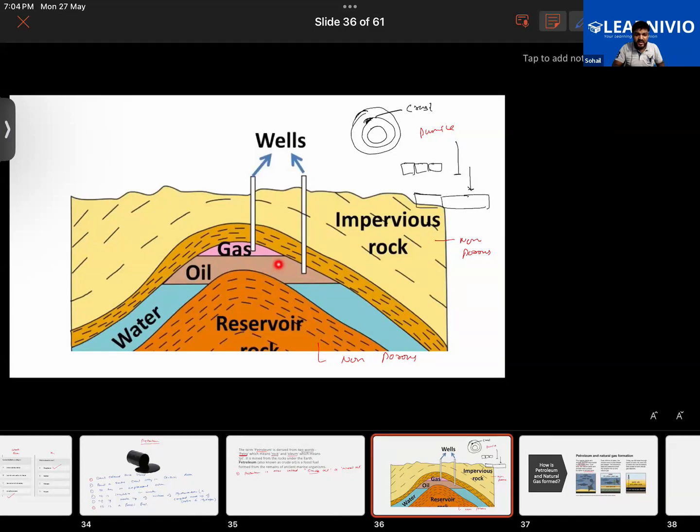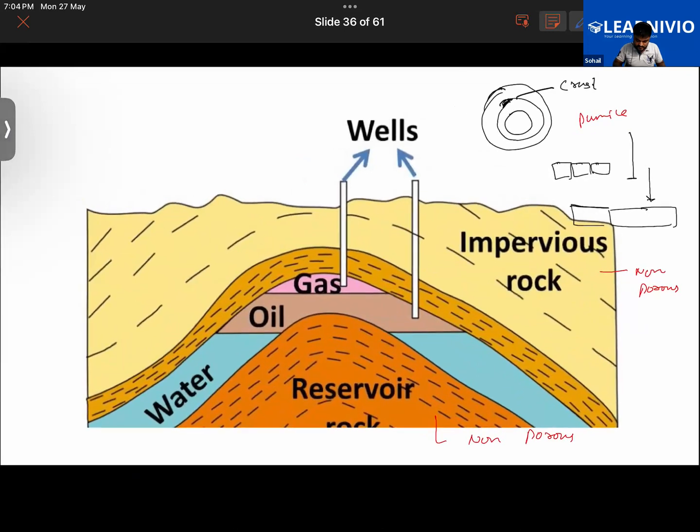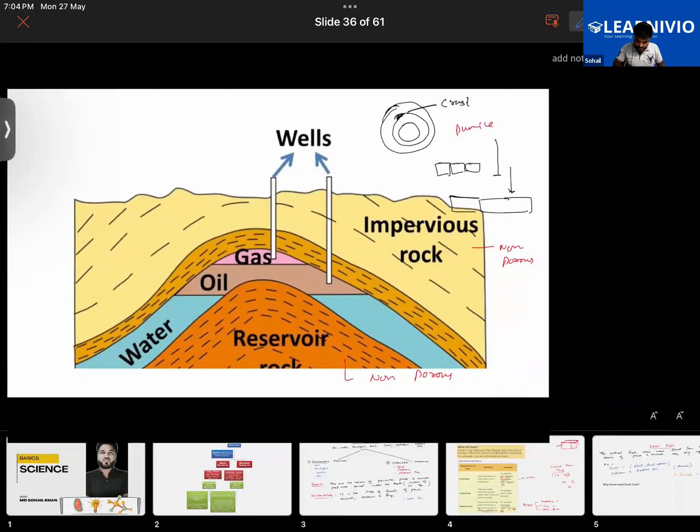plants, animals, and microorganisms, they will accumulate above the oil because one thing is that it is lighter in density. Another thing is that it has got no space to escape into. Hence, it will accumulate over here. Is that clear to everyone or not? Yes, sir. Good.